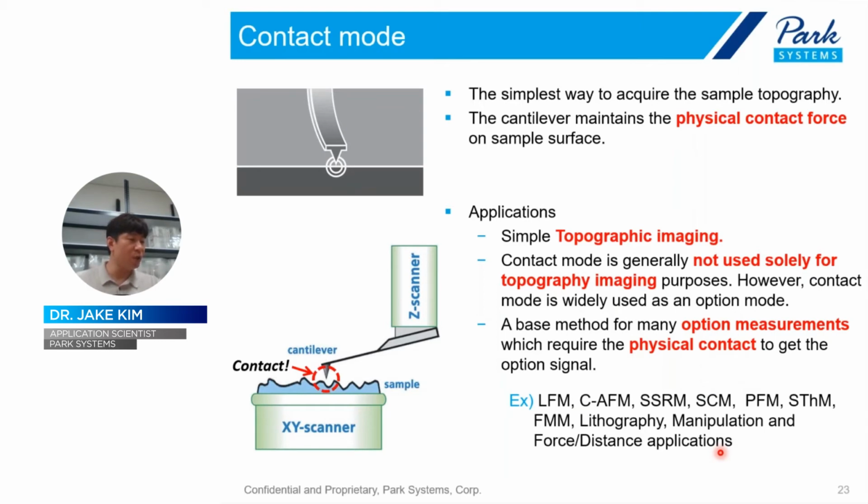However, this contact mode is widely used for optional modes like lateral force measurement, or current, resistance, piezo response, and other mechanical properties. Using this contact mode, we can get some other sample properties along with the height image, not just the height image. But usually we do not use the contact mode for topography.